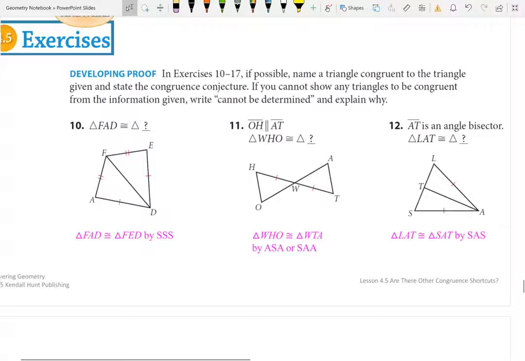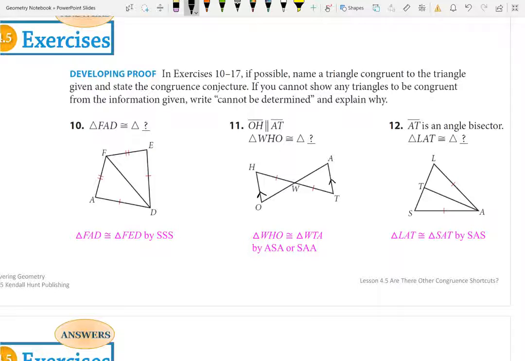Okay, so 11. In exercises 10 through 17, if possible, name a triangle congruent to the triangle given and state the congruence conjecture. If you cannot show any triangles to be congruent from the given information, write cannot be determined and explain why. Okay. So OH is parallel to AT. So let's go ahead and mark that parallel here.